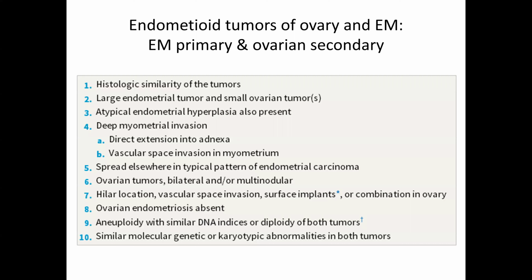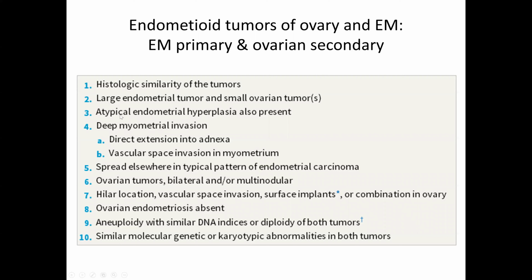So let's talk about the dilemma of what we do when we have tumor both in the ovary and in the endometrium. Essentially here there are three possibilities. The first of these is that the endometrial tumor is primary, and what we're looking at in the ovary is a metastasis or secondary tumor. In that scenario, we'd like to see similar grade and appearance of the tumor. We'd like the endometrial tumor to be larger, bulkier, and the ovarian tumor to be smaller, having come later.